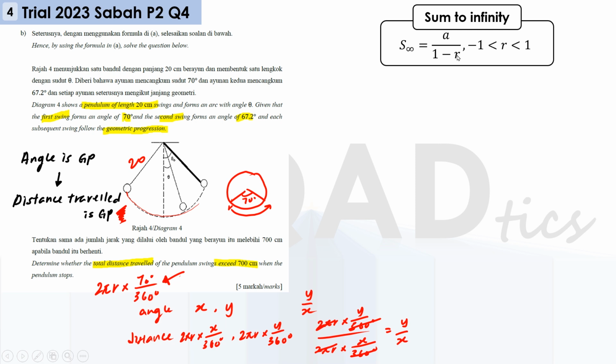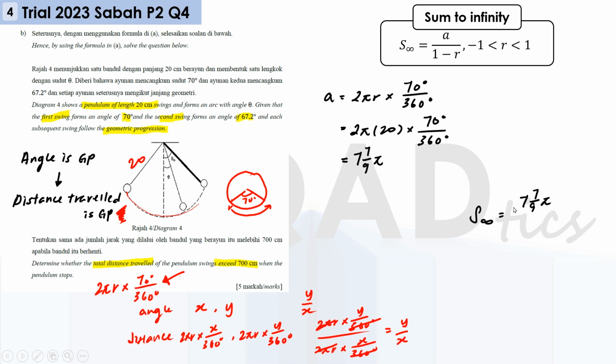so we are going to calculate A and R. Alright, so A will be 2 pi r multiply 70, which is the first angle, divided by 360. And for the r, we are using 20 because the pendulum's length is 20. Alright, so the value will be 7 and 7 over 9 pi. So this is our A.